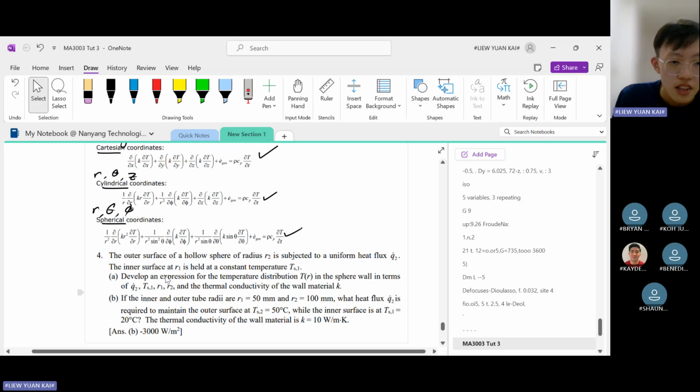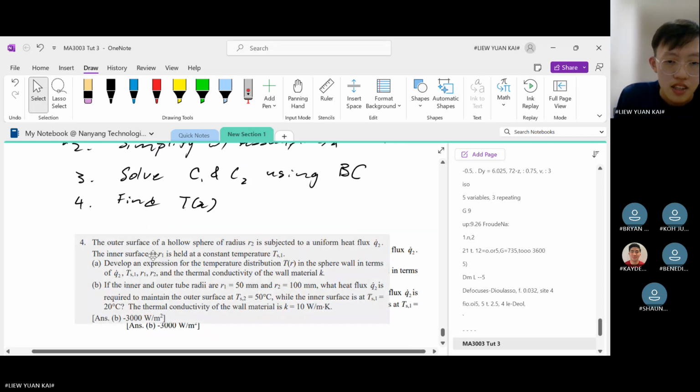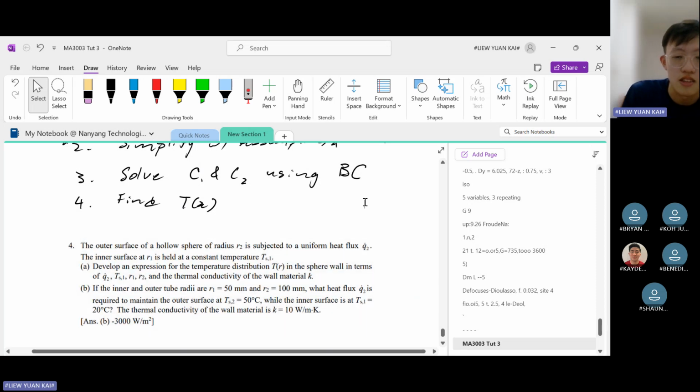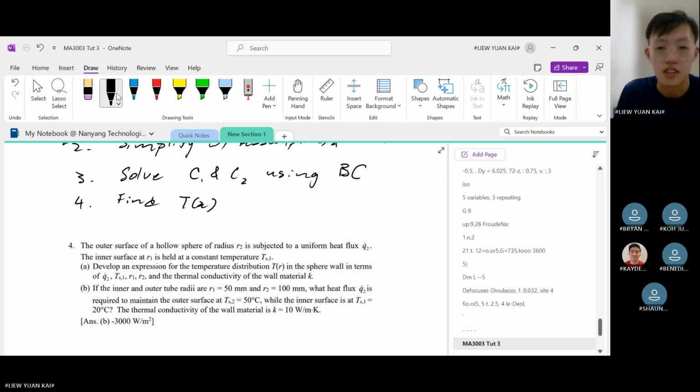Okay, so the outer surface of a hollow sphere, R2, is subjected to uniform heat flux given by this magnitude. The inner surface is R1 and is held constant at a temperature of Ts1. Develop an expression for the temperature distribution T of r in the sphere in terms of these unknowns, and the thermal conductivity of the material is k. Okay, so step one, choose the correct equation.